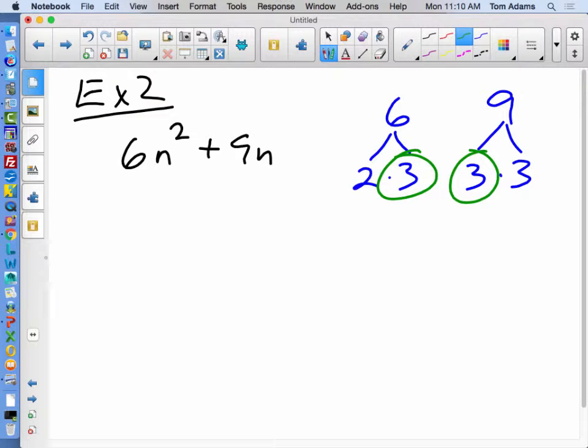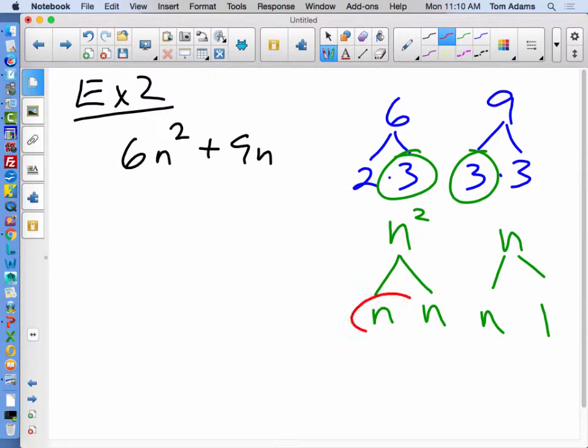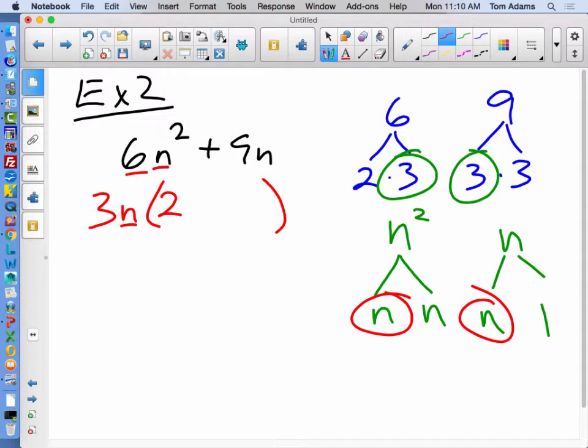And then the other thing you would do is the same thing. What's n squared? Well, that's just n times n, and then we have n to the first power. Well, that's just n times 1. What do they have in common? N. Okay. So now what I can pull out is 3n times something. Then I got to think to myself, what times 3 gives me 6? 2. What times n gives me n squared? N plus 3. What times 3 gives me 9? 3. And then what about the n? N stays the same.